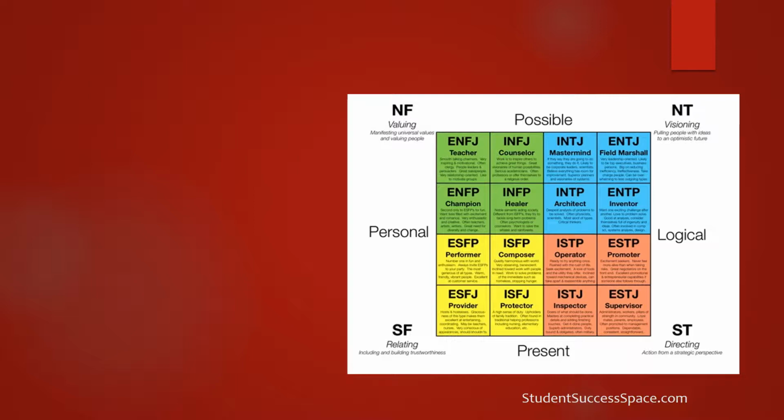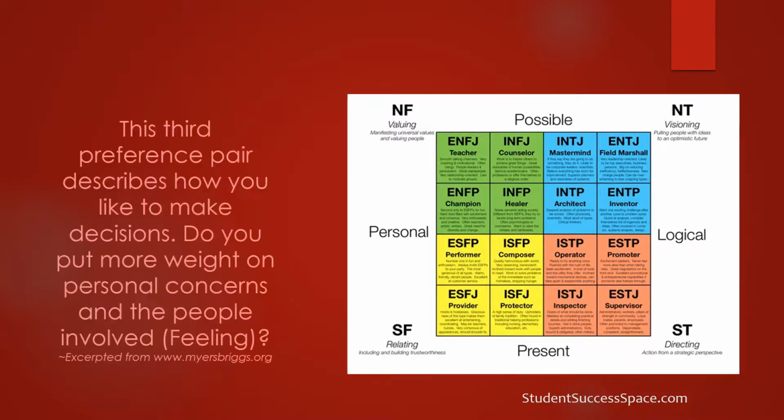Please note that our feelers, the third letter in, are on that left-hand side of the scale. So they're always looking at that personal side. They are as far away from the logical side as they can get. They are more interested in how this is going to interact and impact their personal relationships and their interrelationship skills. So this preference, again, is how you like to make decisions. But let's look at the question: do you put more weight on the personal concerns and the people that are involved? Look at that constantly, and that's going to help you figure out whether you are a personal or logical, a feeler or a thinker.